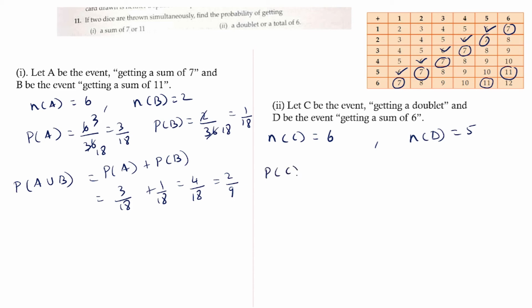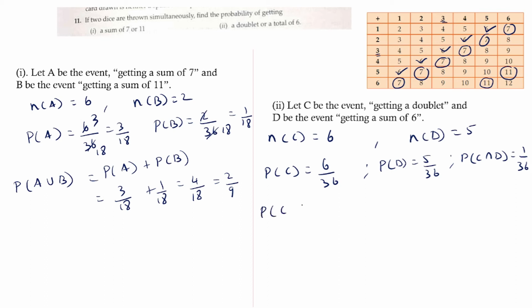So the probability of C is equal to 6 by 36. Then the probability of D is equal to 5 by 36. And there is one case where we get a doublet and a sum of 6, which is 3,3. When the outcome is 3,3, it is a doublet, and the sum is also 3 plus 3, which is 6. So the probability of C intersection D is equal to 1 by 36.